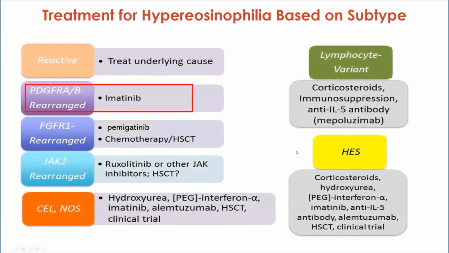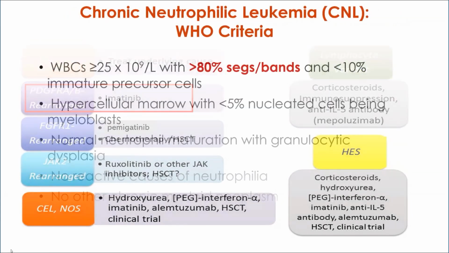How do you go about therapies? First, of course, reactive: treat the underlying cause, on the left. Then remember imatinib for PDGF alpha and beta rearranged MPL-EO, pemigatinib for FGFR 8p11 syndrome, JAK2 rearranged 9p24, ruxolitinib, and then the variety of other agents. This is a nice summary for therapeutic purposes.